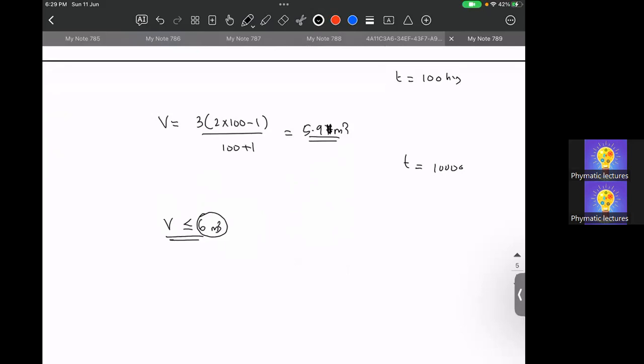You can do it as an exercise: substitute t as 200, 300, 400. Whatever be the case, the value is nearer to 6. It's not crossing 6. So what is the maximum value of volume we will be getting? The answer is 6. So that is the answer for this question. That's all about this question number 14. Thank you very much.